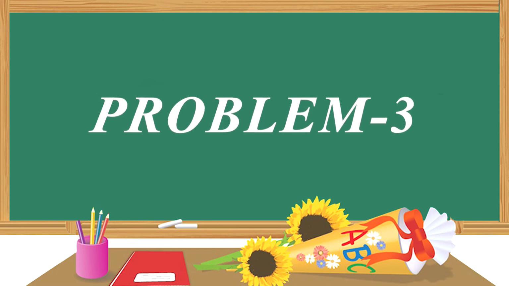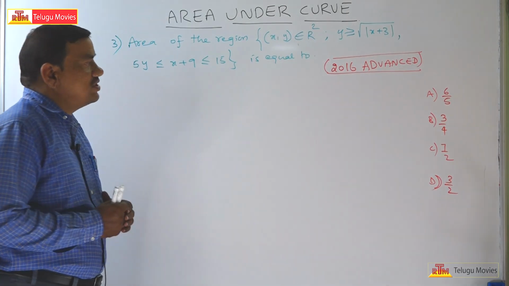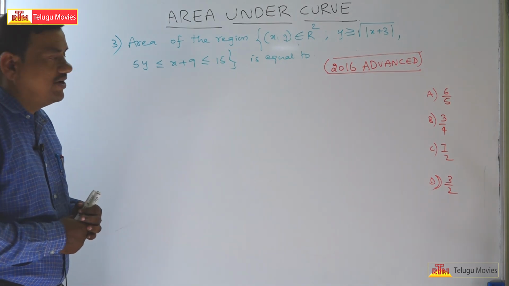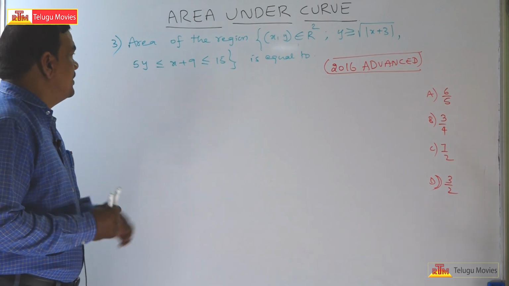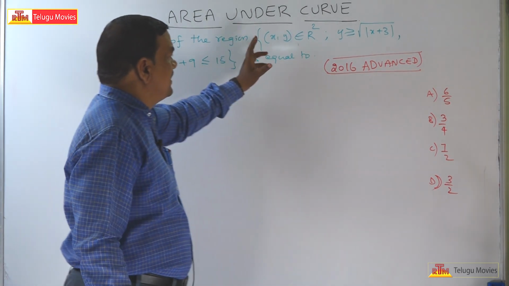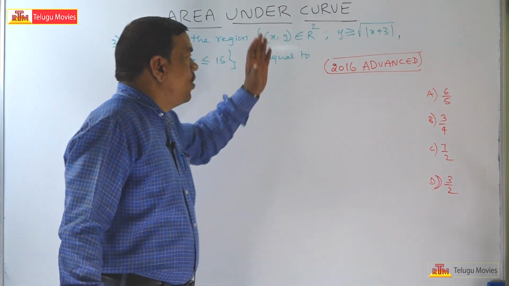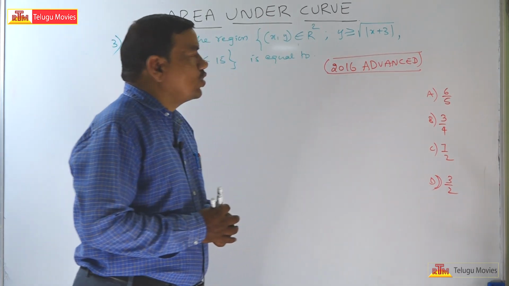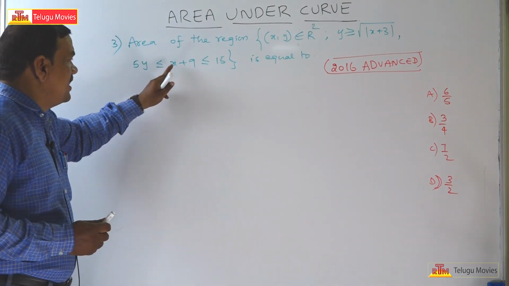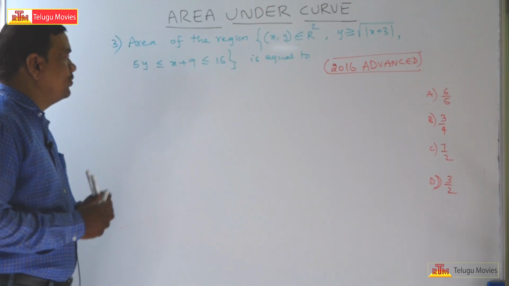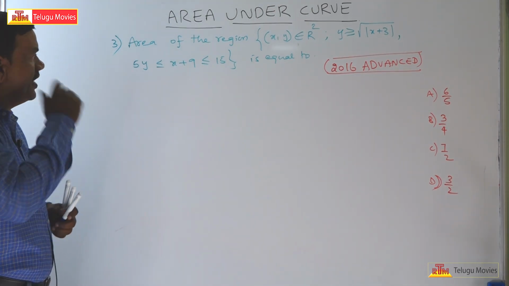Dear students, welcome to the next problem. This was asked in the 2016 Advanced paper. It is a single correct option. The area of the region (x, y) belongs to R square, meaning a two-dimensional plane, y greater than or equal to root of modulus of x plus 3, and 5y less than or equal to x plus 9 less than or equal to 15. We have to find the area of the region.